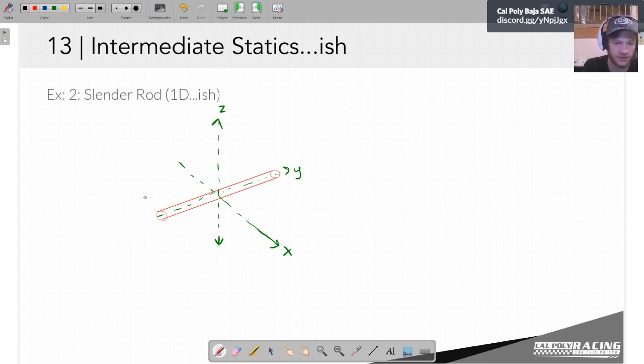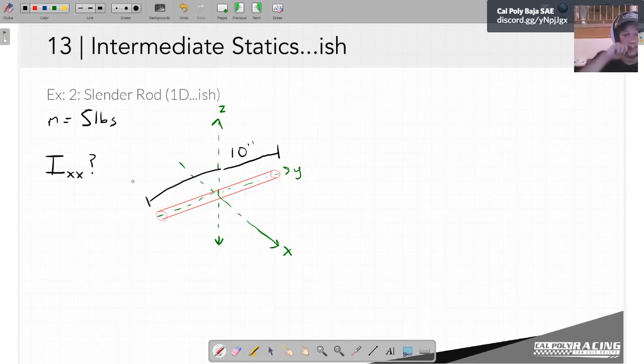Okay, so now we have our rod whose total length is 10 inches. The mass, M, equals 5 pounds. What we want to find is the moment of inertia about the x-axis. So let's start with our known equation: Ixx equals the integral of y squared, and remember, y here is the distance away from the x-axis, dm. And we're going to use mass because that's what we're given.